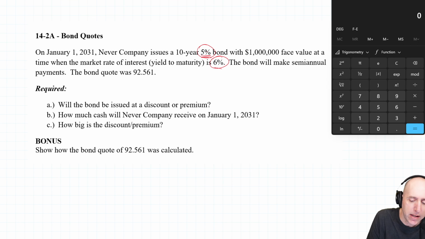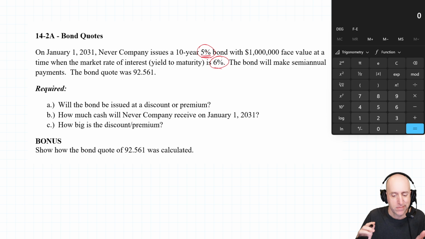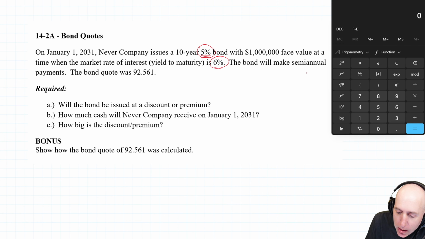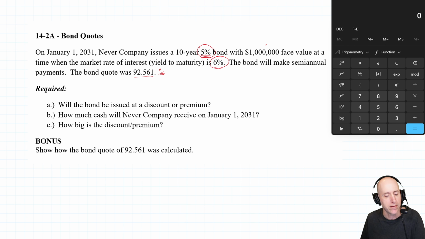If the stated rate, the bond rate, the coupon rate is 5, the market rate is 6, this bond is a discount bond. The bond will make semi-annual payments. The bond quote is 92.561. That means we're getting 92.56% of the money that we've asked for. We've asked for $1 million. We'll get 92.5% of that.